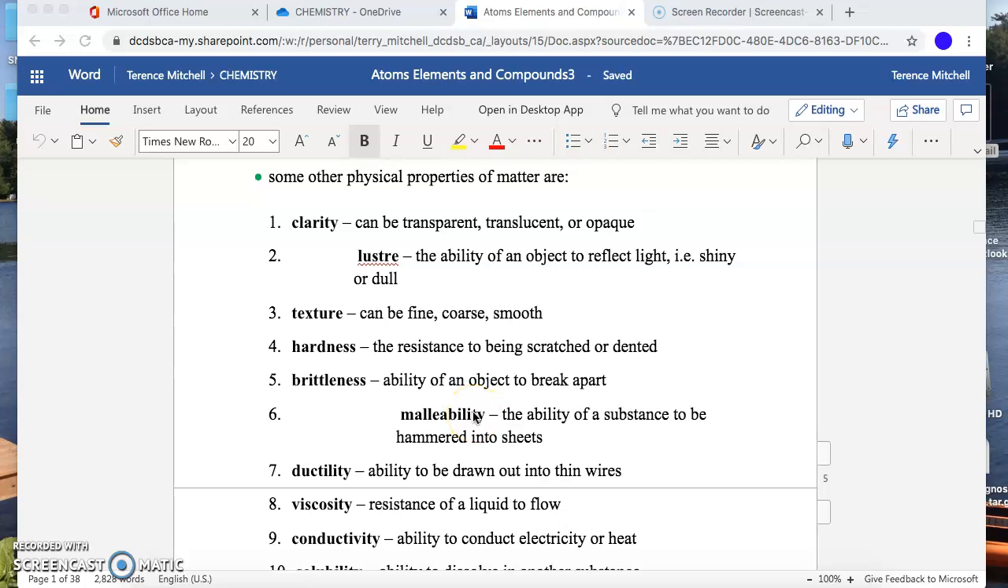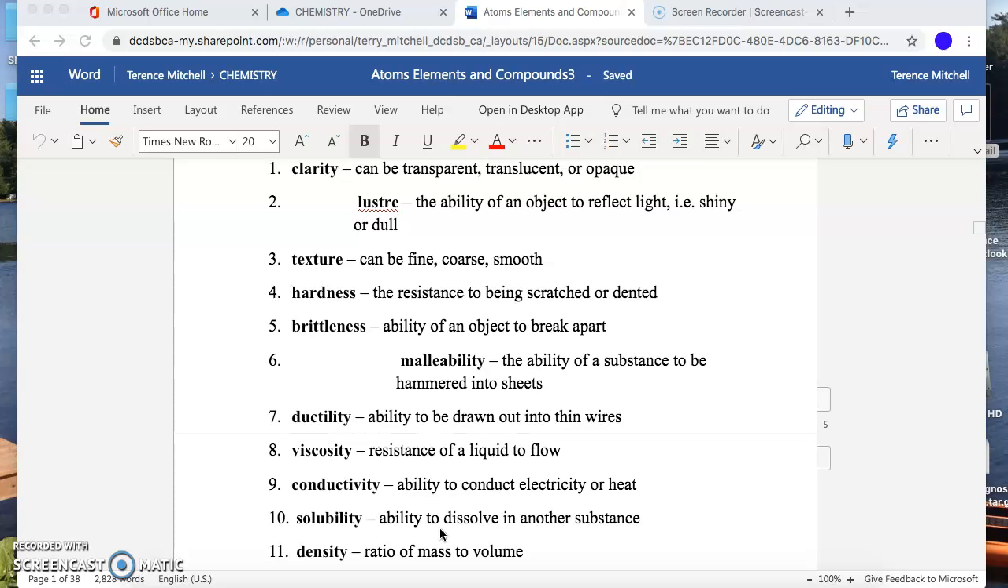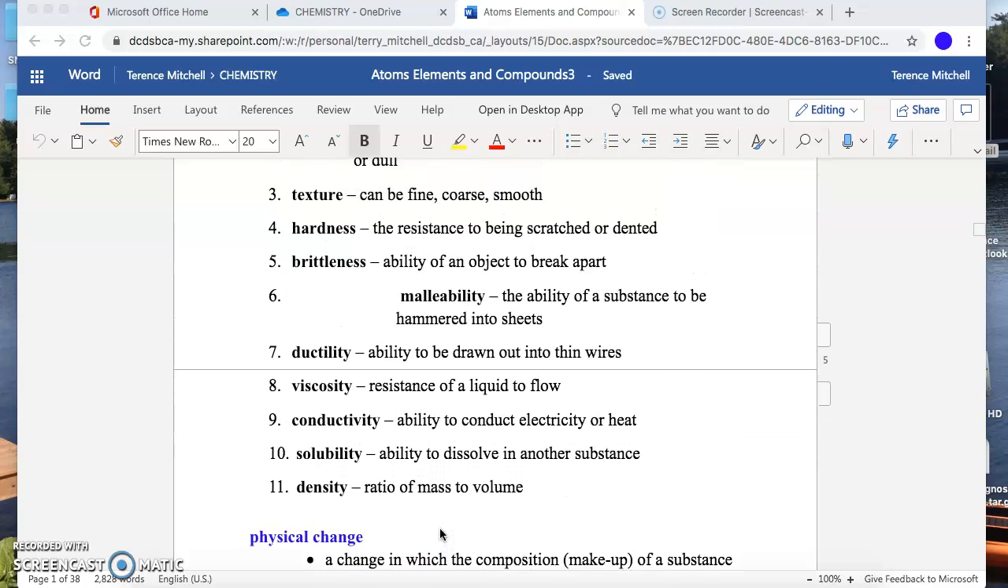Malleability: can you hammer it, can you flatten it into sheets? And I don't necessarily mean yourself, but with a machine, can you flatten out a big ball of copper? And the answer is yes. Ductility, can you pull it out into wires? Yes. Viscosity is resistance to flow. Water flows easily. Maple syrup does not. Conductivity, usually for metals again. Will heat and electricity be conducted through it? Solubility, can you dissolve it? And density, how close are those atoms to each other?